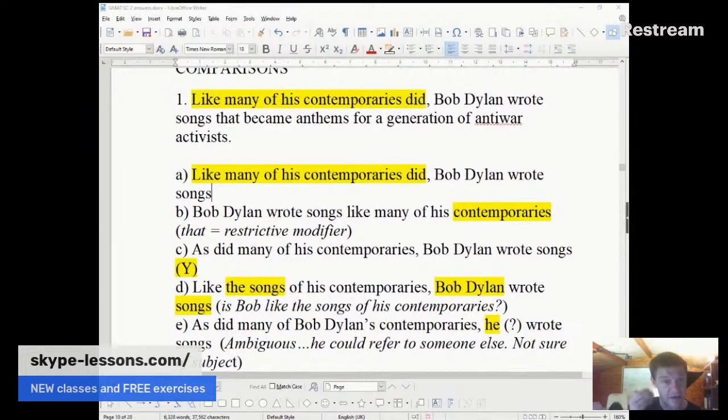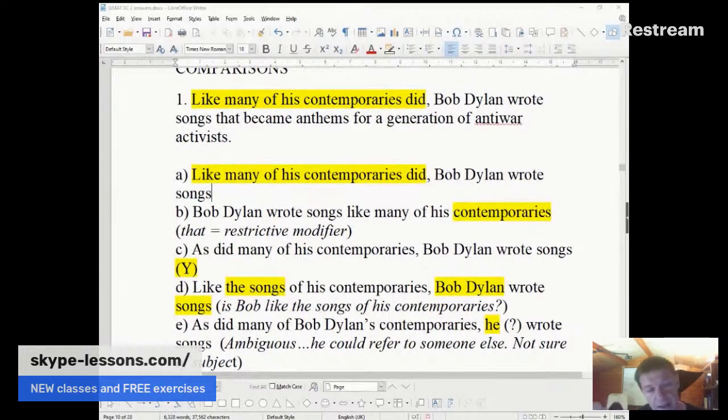And so this is wrong. B is wrong because it seems to suggest that the contemporaries became, the people became songs. Yeah, the contemporaries became anthems. And when you're using restrictive modifiers, I mean defining relative clauses, make sure it's clear which noun they refer to. And they ought to refer to the noun closest to the relative pronoun, closest to the that. And here it's contemporaries. And so B is wrong because it makes it sound like the contemporaries are becoming songs.